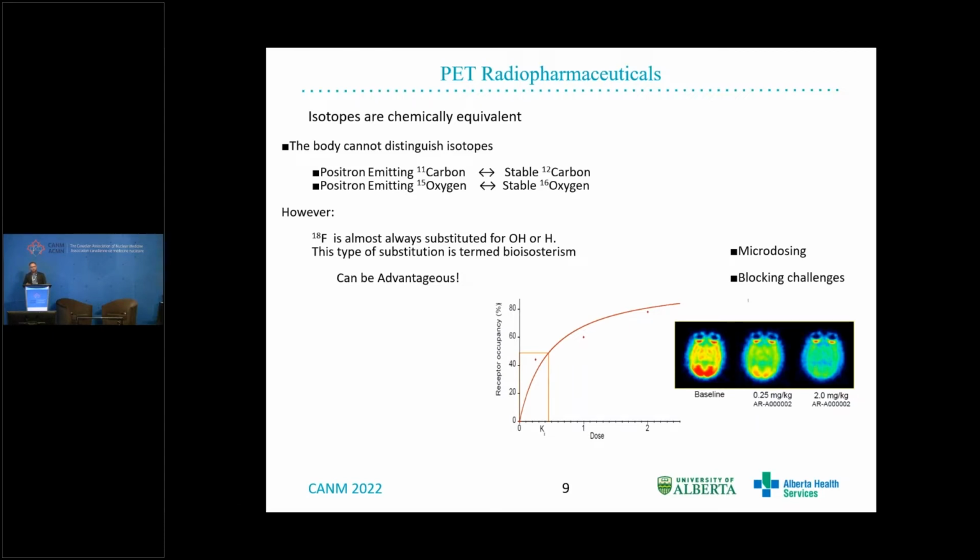What I'm more going to talk about today is F18 and FDG. So that's basically you substitute. Usually, what is being done is the F18 is substituted for an OH or a hydrogen.